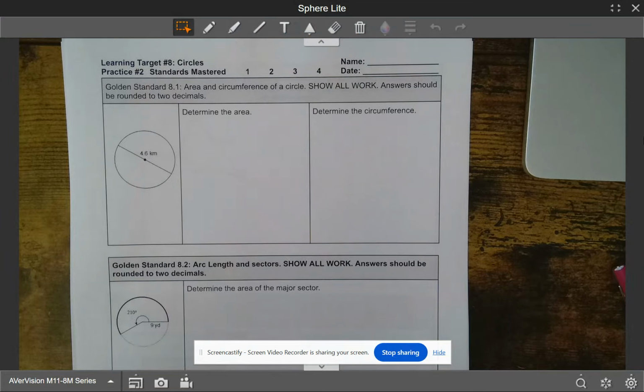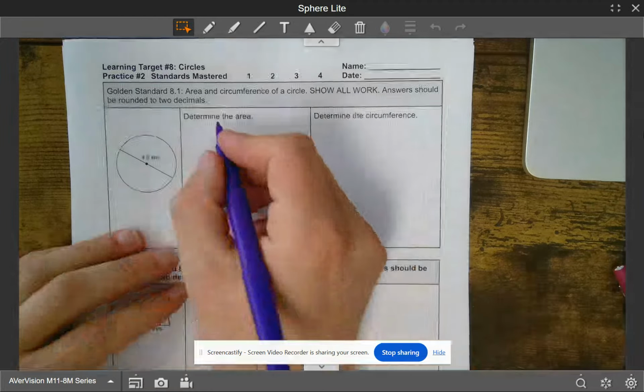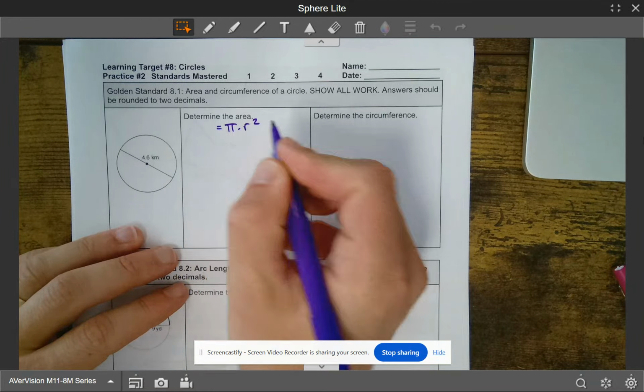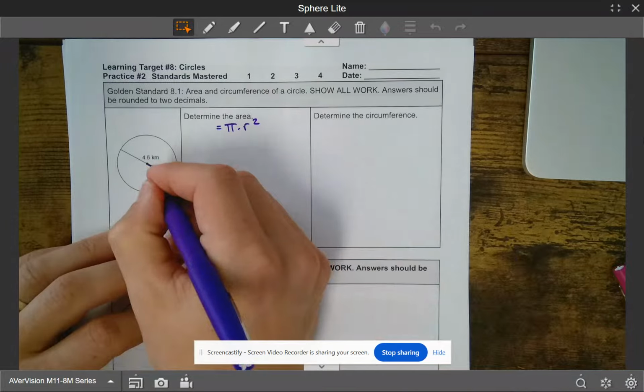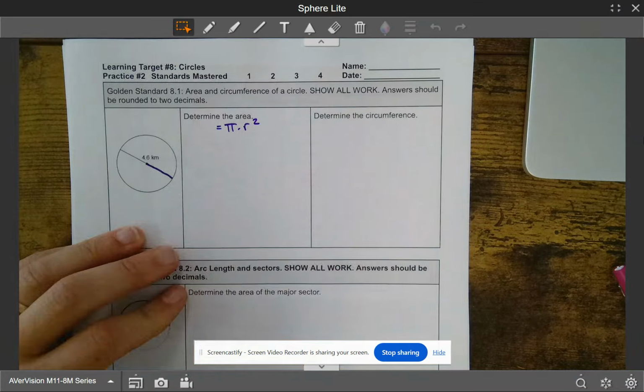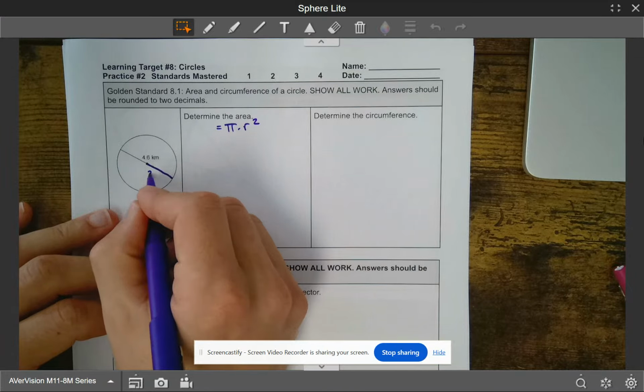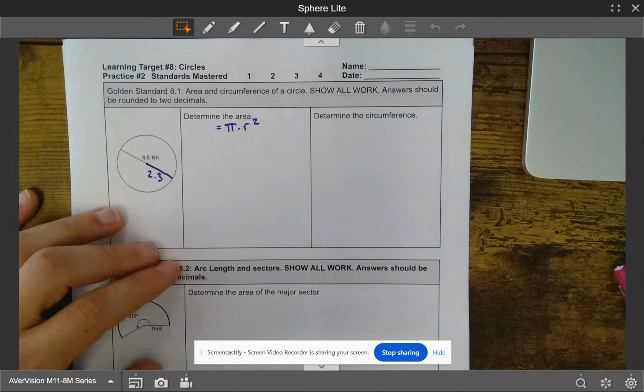All right, let's do a walkthrough of practice quiz number 2 for learning target 8 on circles. So to start at the top, golden standard 8.1, area and circumference. So area, here we want to go pi times the radius squared. So what is the radius here? Remember, the radius goes from the center to the outside of the circle. So here the diameter is 4.6, so our radius is 2.3.